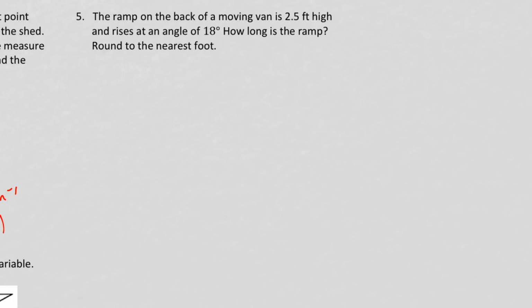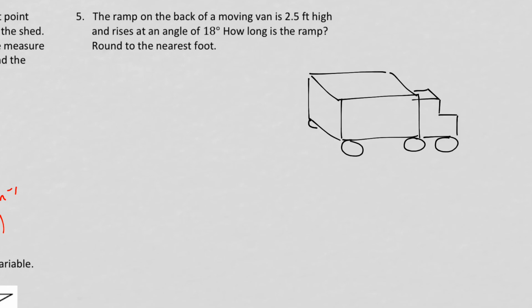Okay, number 5. So again, this is another word problem with no picture, so I'm going to draw a picture. The ramp on the back of a moving van is 2.5 feet high and rises at an angle of 18 degrees. How long is the ramp? So first, let's draw a moving van. So here's a quick little moving van, and it has a ramp that comes down off of the back, something like that. And so notice how, if I think about the ramp, there's a triangle there that I can see.